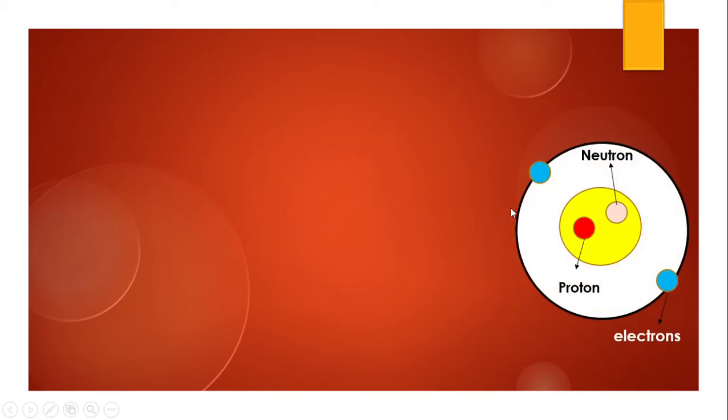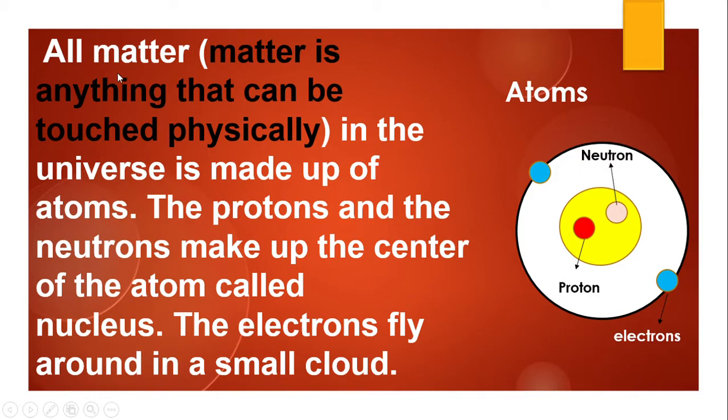this is an atom. It is made up of neutrons, protons, electrons, as I told you earlier. But we are going to be focusing only on protons and electrons. And remember, the electrons are outside the protons. Okay, they're in the outside field. What is all matter? All matter in the universe is made up of atoms. What is matter? Matter is anything that can be touched physically. We have done matter in the last chapter.